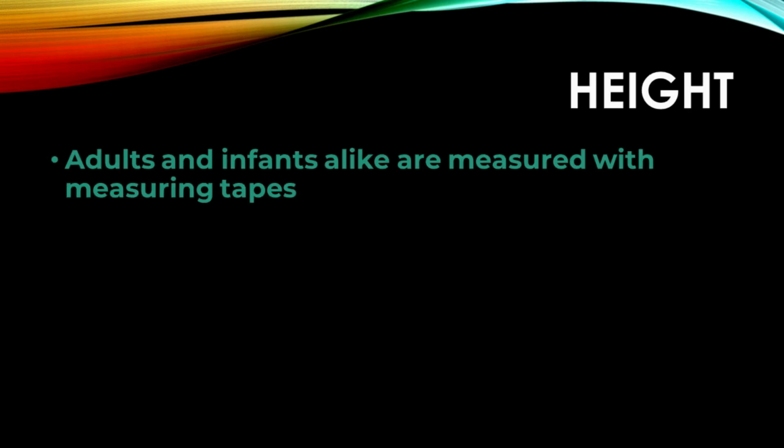Adults and infants alike are measured with measuring tapes. An individual's height is not particularly indicative of their health on its own. Combined with their weight, it can tell a lot about their health in terms of how much they weigh compared to how tall they are. In other words, taller people will typically weigh more than shorter people, so the properties of the measurements have to be taken into consideration.